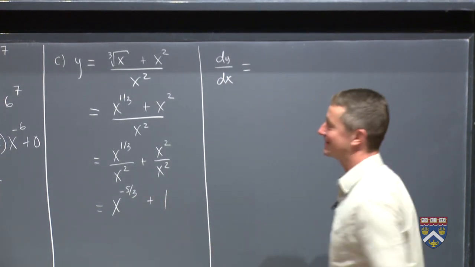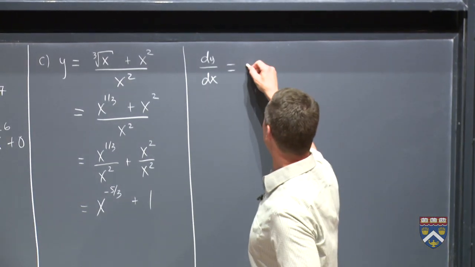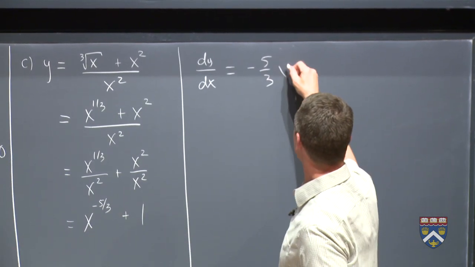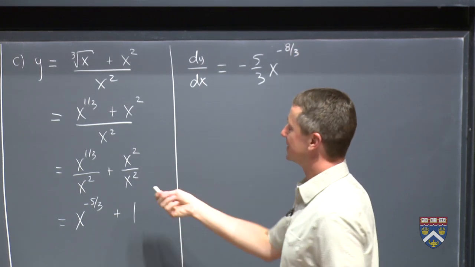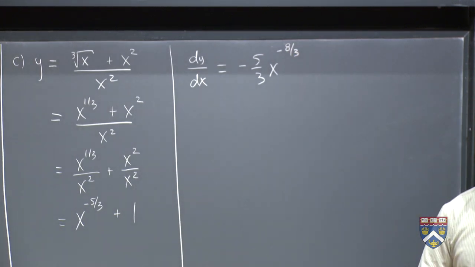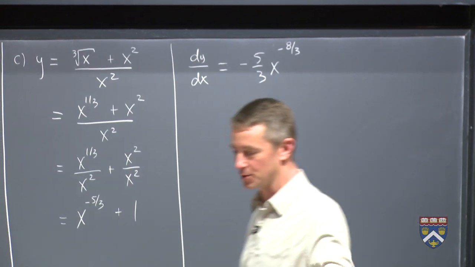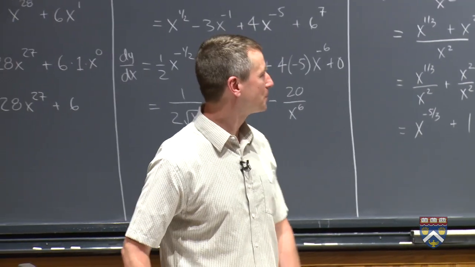So the derivative of x to the negative 5/3, the power rule tells us how to handle that. It says the negative 5/3 comes out front, and we subtract 1 from the exponent, so we get x to the negative 8/3. And then since 1 is a constant, we've already shown that the derivative of every constant is always 0, because the graph of 1 is a horizontal line. So we can just write plus 0, but we don't really need to write anything there at all.